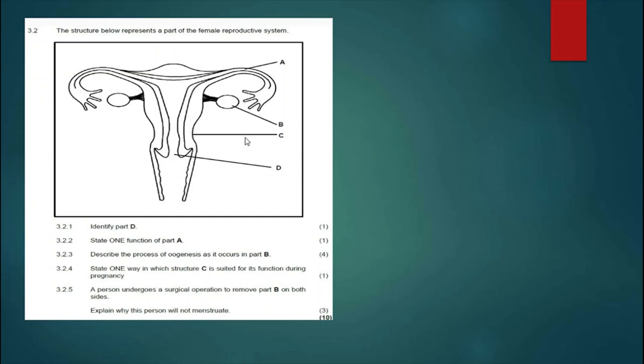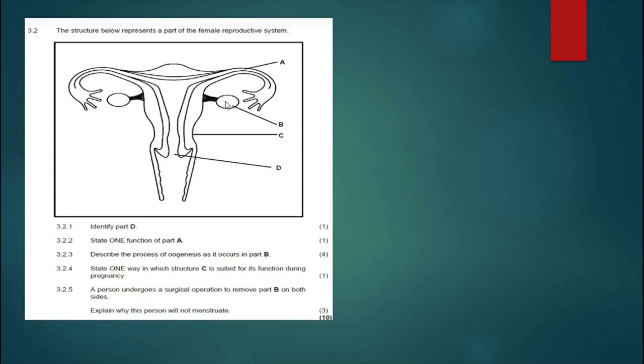Now let's look at the last question. A person undergoes a surgical operation to remove part B. Part B is the ovary on both sides. Explain why this person will not menstruate. The answer is that no follicle will develop, no estrogen will be produced, and no progesterone will be produced. Therefore, the endometrium will not develop.